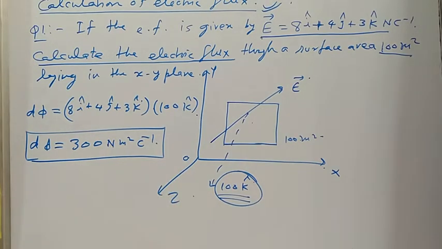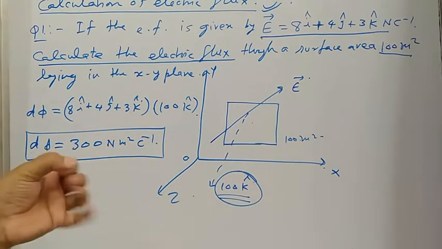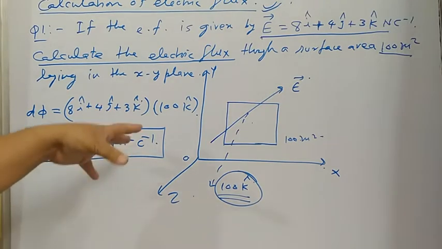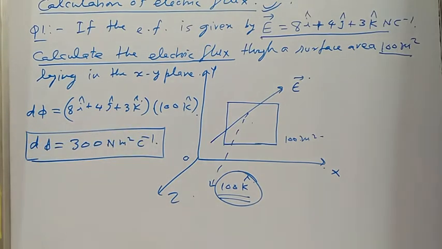So in such types of questions, where the electric field vector is given and the area vector of the surface can be decided, by finding the dot product of the two vectors we can calculate the value of the flux associated with the surface.